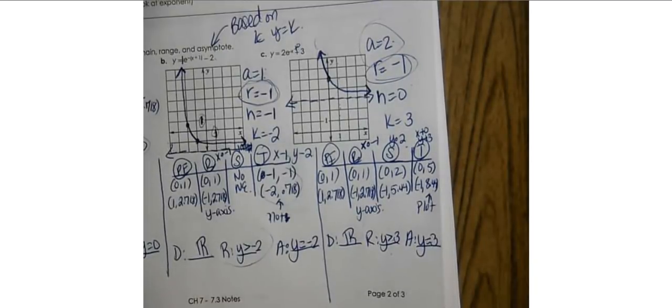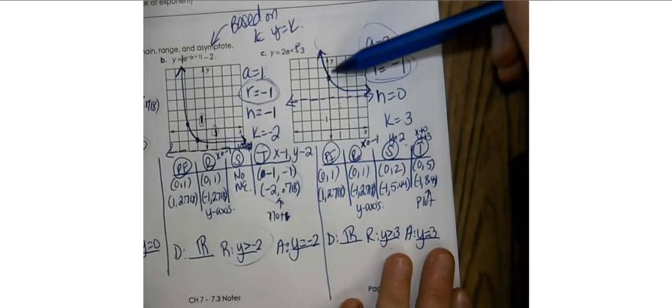Always make sure that you have a little bit of space in between your graph and your asymptote. That's always important. You never want your graph to touch the asymptote. And please know that it's okay just to plot one point, especially if you know what the shape is supposed to look like. That's okay.